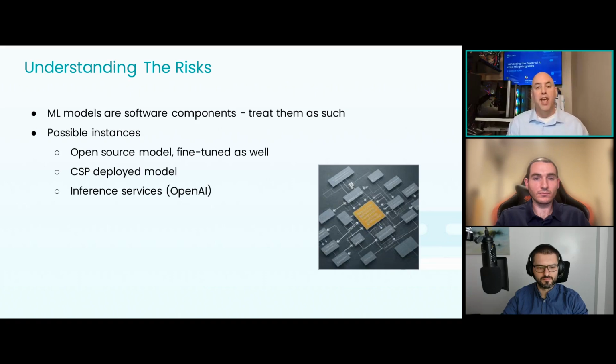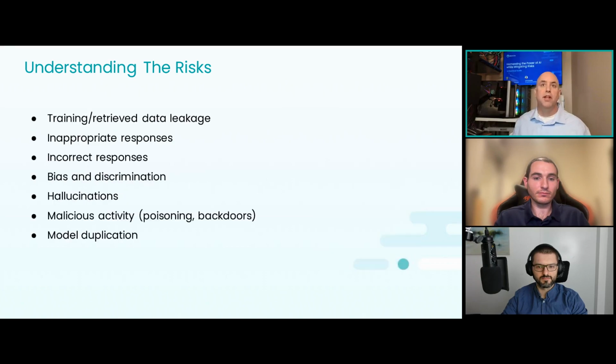Make sure that you're looking at your models appropriately and asking, could it be poisoned? Could I have taken something that was malicious? Because that is a potential. So make sure that when you're looking at your libraries, you're treating them like software. It's better to be safe than sorry. And take a look at the open source model, right? Fine tuning your CSP deployed model, your OpenAI. I mean, there's lots of instances that you have the potential of doing. So let me move to the next one here.